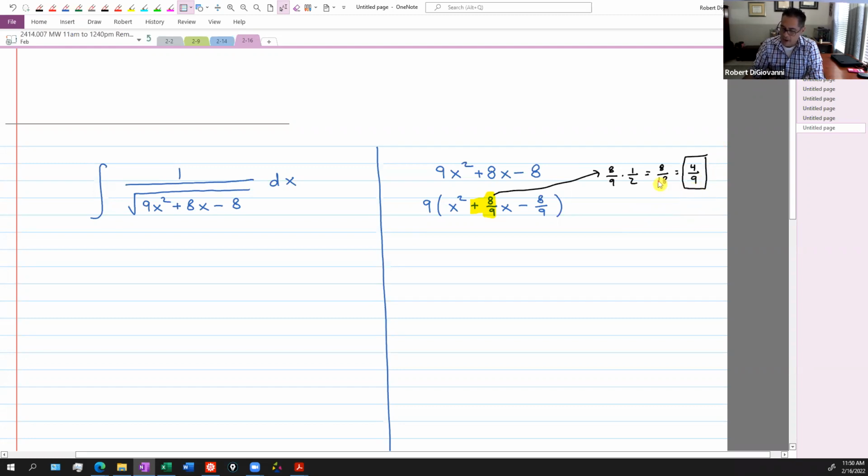So what's the next step after you take that number and divide it by 2? Anyone remember? No. You take that answer and you square it. So you square the top and the bottom. So you get 16/81. And that is what I refer to as the second magic number. All right.